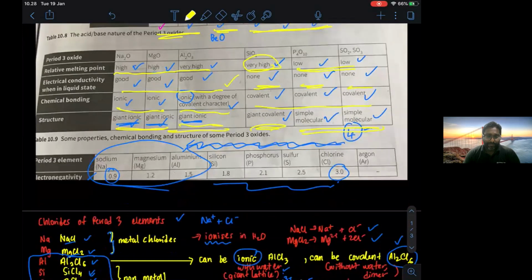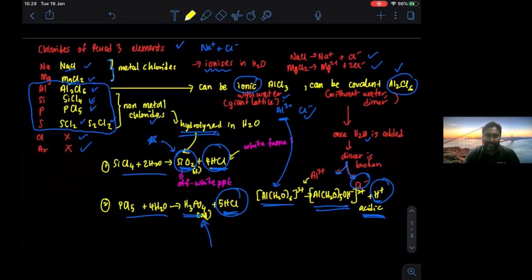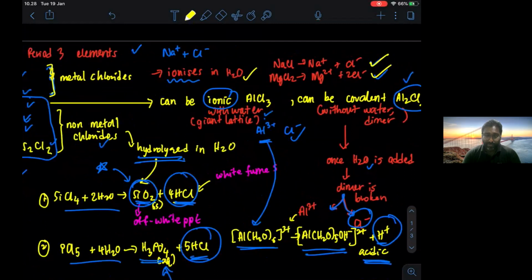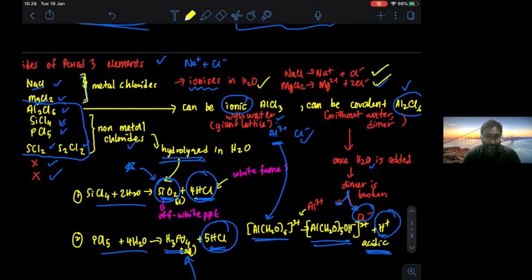Okay, and then when we look at the last one, which is going to be chlorides. Generally, these two are going to be actually three, including aluminium, supposed to be metal chlorides. But sodium and magnesium chlorides ionize in water. So when we use the term ionizes, they change into ions. So we cannot say they react, they do actually ionize in water, they dissolve in water.